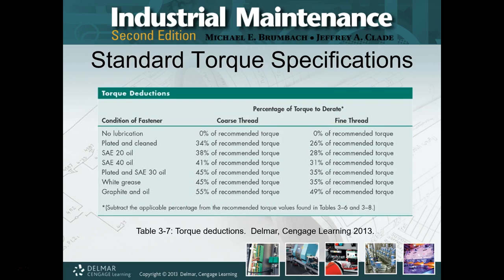Let's go for where it is. Let's go for graphite and oil. That's in a way kind of what we were using. So graphite and oil, we take our torque specification and we multiply it by 0.55. That's 55%. And you're like, well, wait a minute. If we're multiplying our torque spec by 0.55, our torque's going to be less.